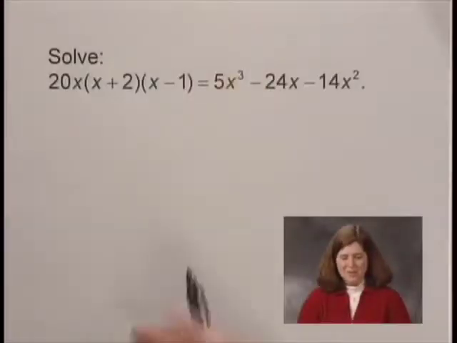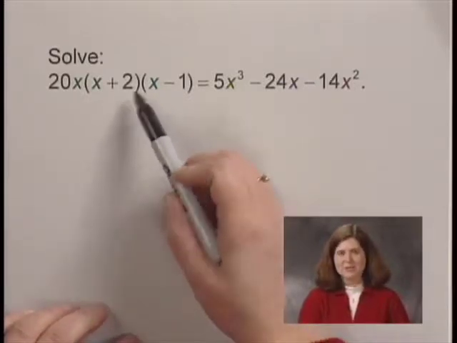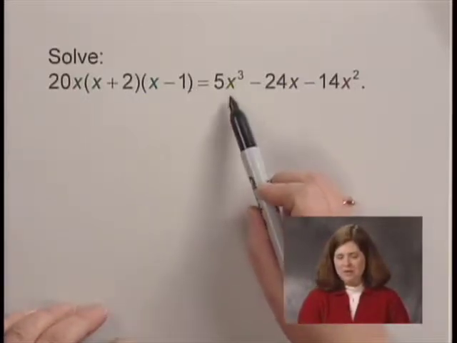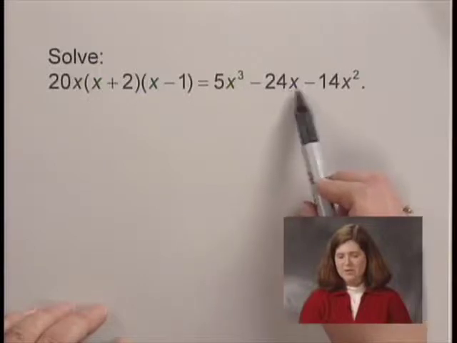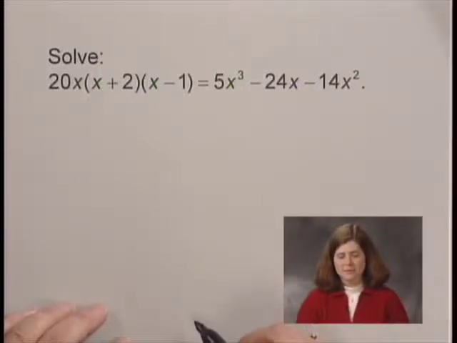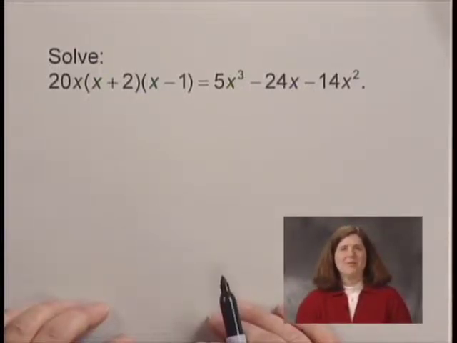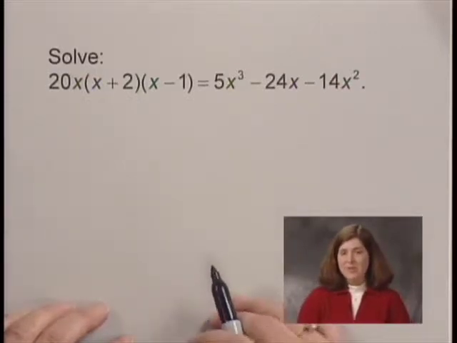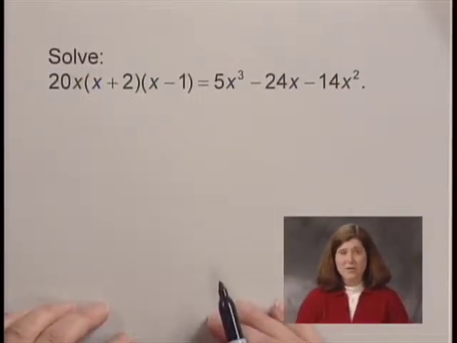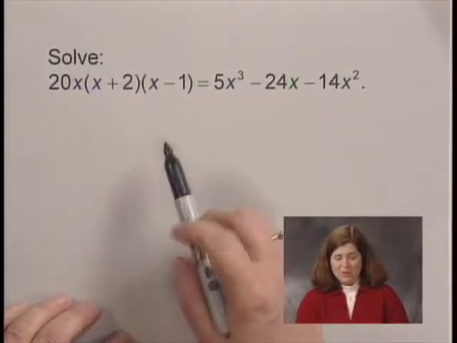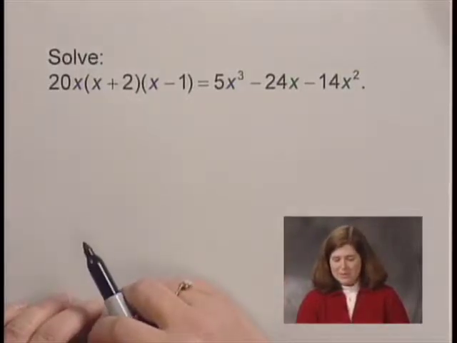In this problem, we'll solve an equation. We'll solve the equation 20x times (x plus 2) times (x minus 1) equals 5x cubed minus 24x minus 14x squared. Although this looks complicated, when we work through it step by step, we'll be able to solve it using techniques that we already know how to do. We're going to want to use the principle of zero products.